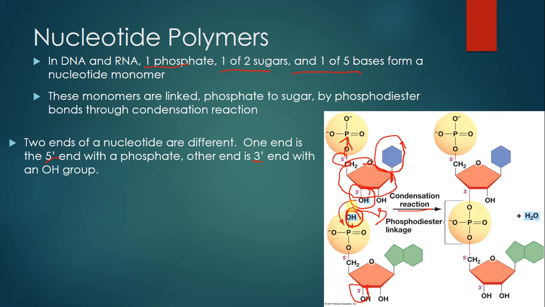And this goes for DNA and RNA. They're both polymerized the same way. The nucleotide right here, this is one nucleotide. A nucleotide is one phosphate, one base, one sugar. So what's in this box right here?